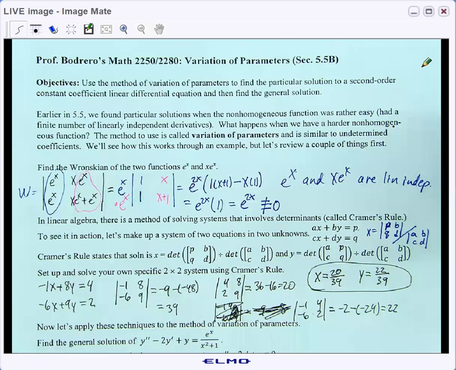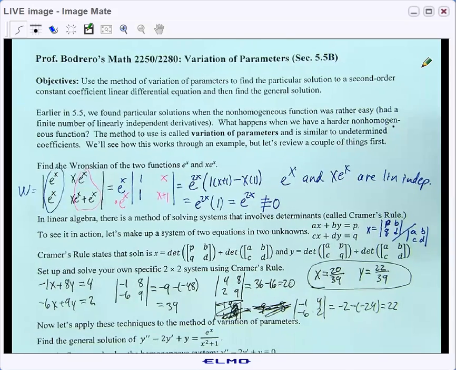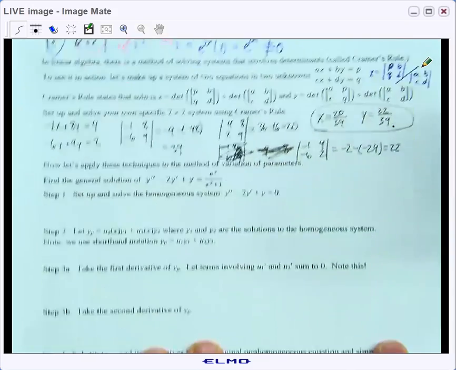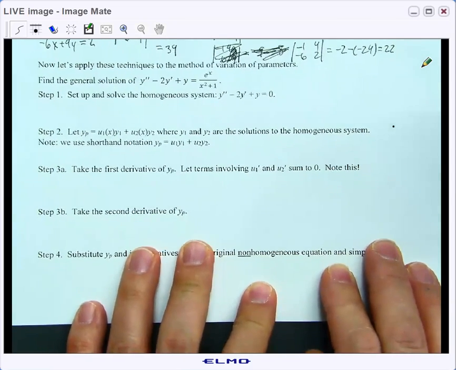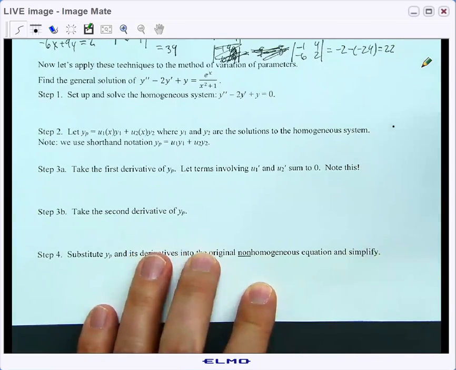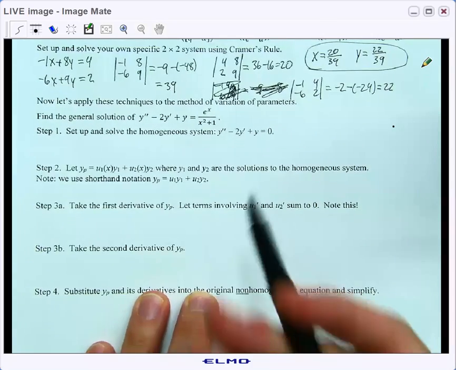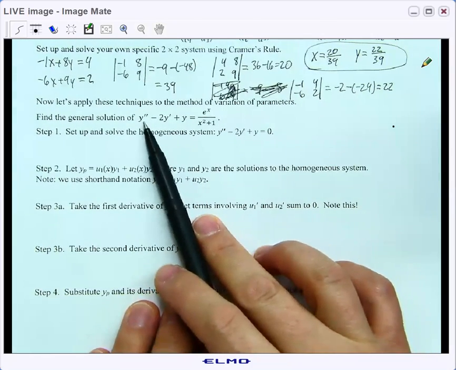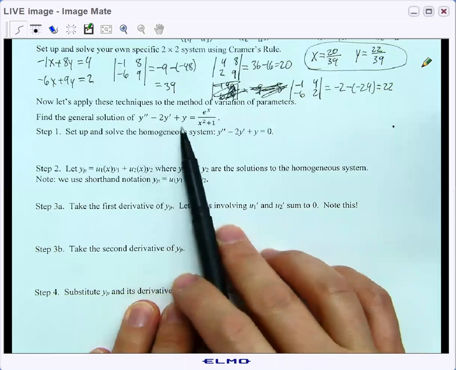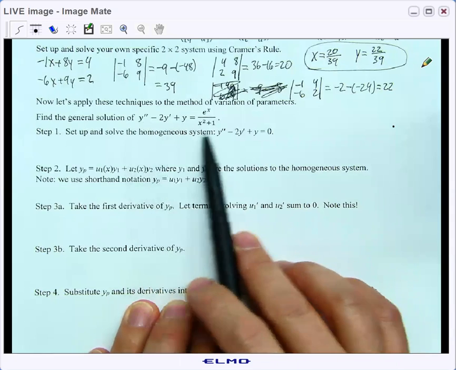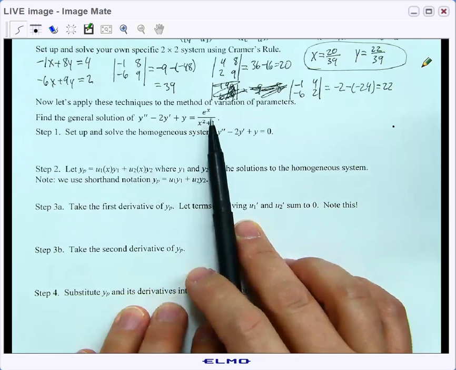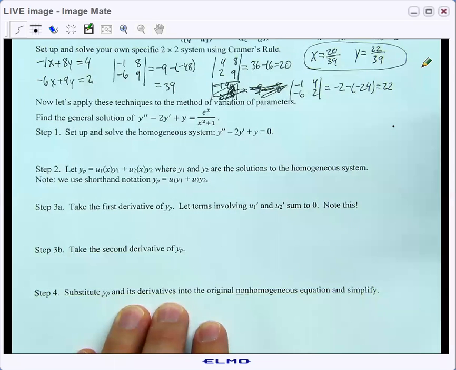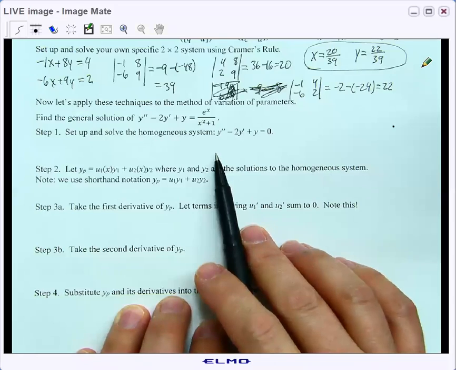And we're back for part 2 of variation of parameters, section 5.5b. So let me slide this up here so we can talk about a specific example of the method of variation of parameters. As we just talked about here, we have a second order differential equation with constant coefficients and it's linear. But notice this nasty non-homogeneous piece that we played with its derivatives a few minutes ago. So let's solve this guy.